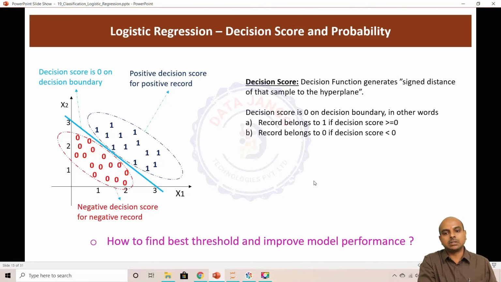In one of the sessions, I explained that some problems need high precision and some problems need high recall. When you try to achieve high precision, what happens to recall? When you try to achieve high recall, what happens to precision? We will understand all these things in the coming session.